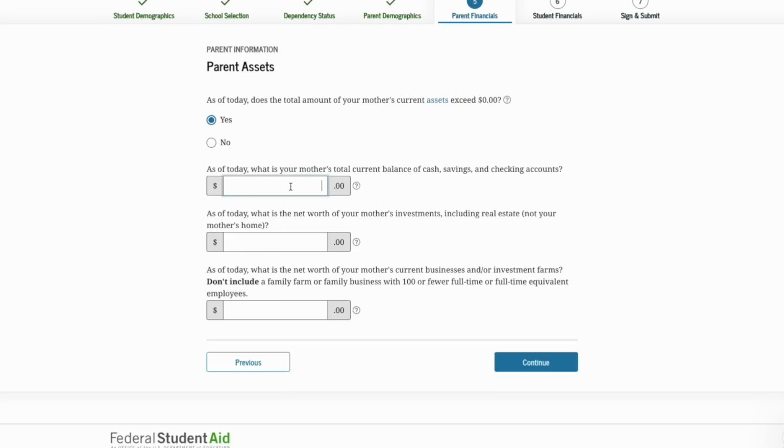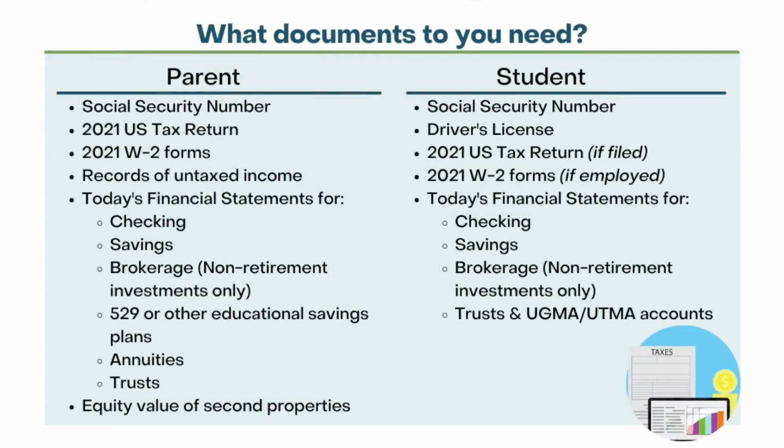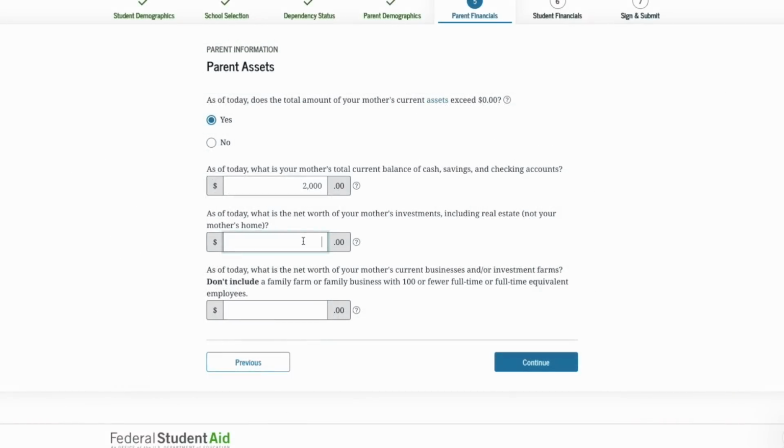For the second box, you're going to answer what are the account values of your mother's investments, not including your primary home or retirement accounts. You can refer to the list of documents you'll need, and you can check for statements of brokerage, which are non-retirement investments only, 529 and other educational savings plans, annuities and trusts, as well as equity value of second properties. Enter that total amount in the second line.